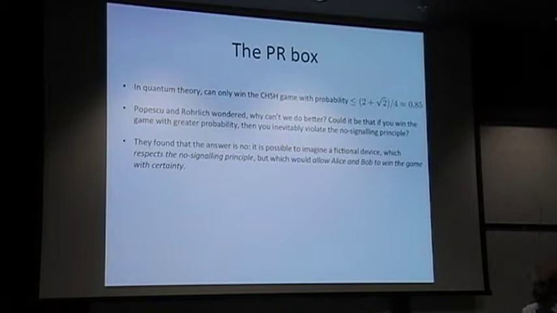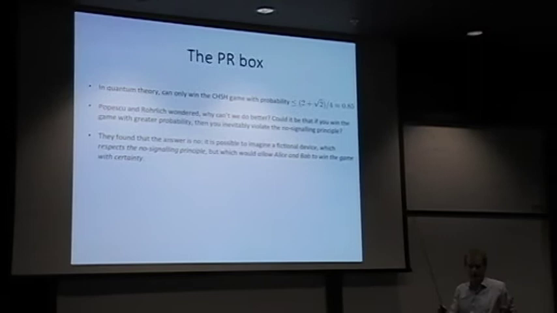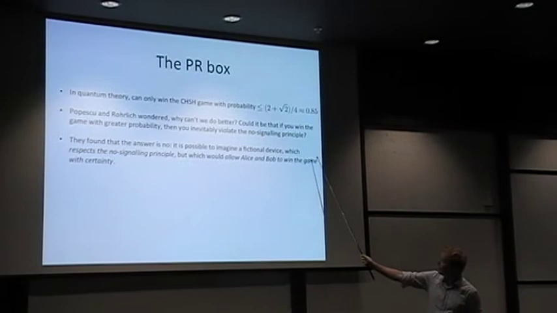But they found, however, that the answer to that question is no. In other words, it's possible at least to imagine a fictional device which respects the no-signaling principle. So if Alice and Bob had this thing, they wouldn't be able to send messages using it directly. But the device would allow Alice and Bob to win this game with certainty.